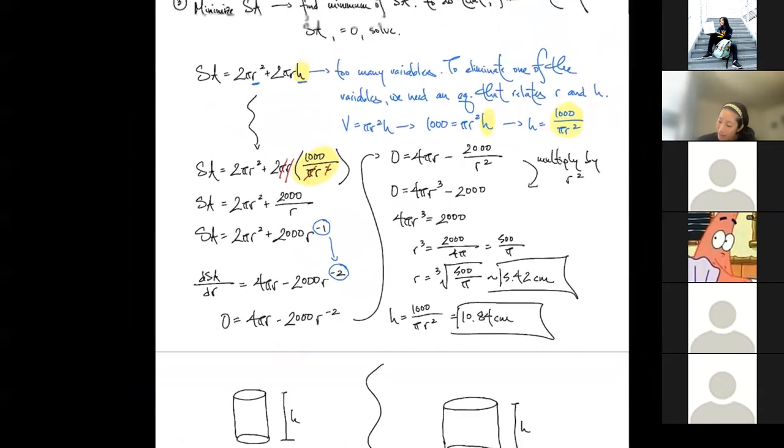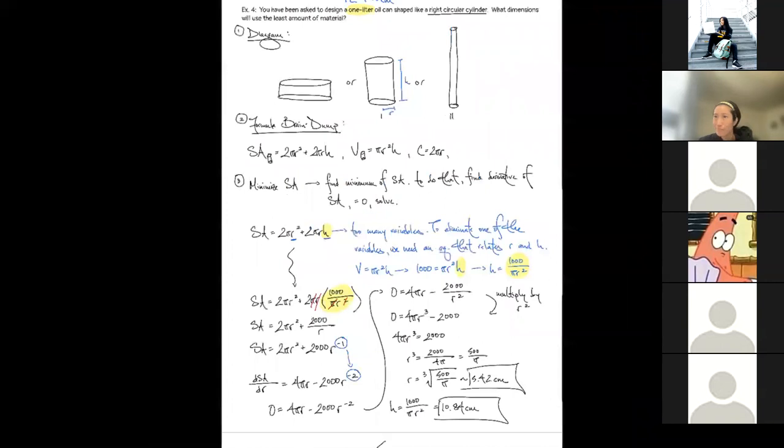Let's go back and look at our findings, right? I know we were talking about an oil can, which I would encourage you not to drink the contents of, but the oil can we knew could come like this, or like this. And so we worked out the problem to figure out what dimensions would give us the least amount of material. And it turns out that the radius being half of the height, well, doesn't that mean that the diameter is the height? Right? The diameter here is 10.84, which is the same as the height.